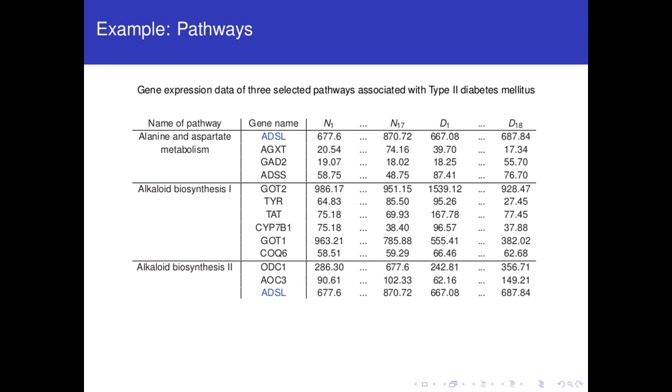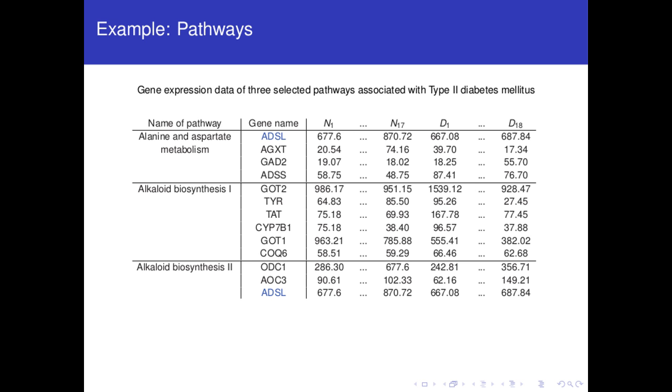This is one of the data sets I have. This is also a type 2 diabetes mellitus data set. This is gene expression data of 3 selected pathways associated with type 2 diabetes mellitus. The first column represents the name of a pathway. The second column represents the gene name.